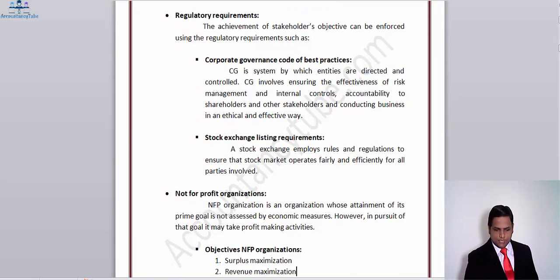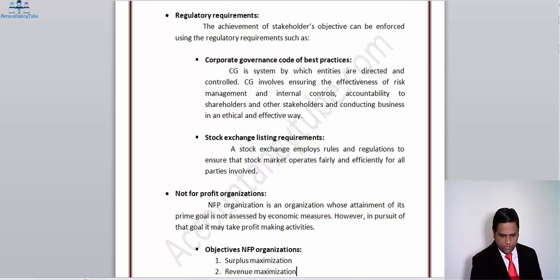Now the next point is regulatory requirements. The achievement of stakeholder objectives can be enforced using regulatory requirements such as the corporate governance code of best practices and the stock exchange listing requirements. Now one way of creating goal congruence between management and the organization is via giving them incentive, and the second is by strict letter of the law.